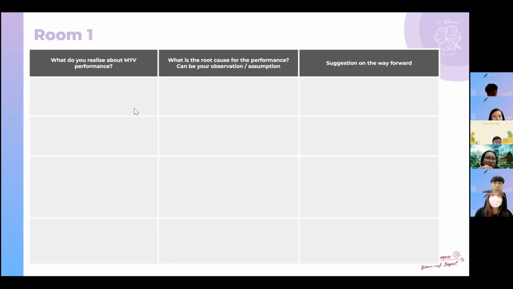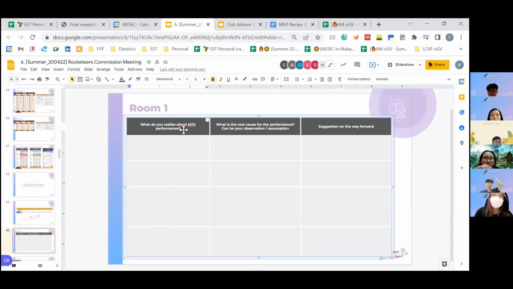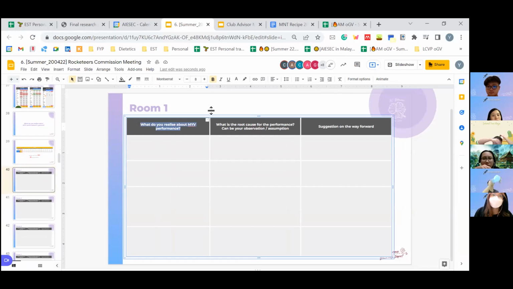So just now I talked about... I asked you, what do you realize about employee performance? Later on, all of you will be broken into breakout rooms. I think we have 3 to 4 rooms, depending on how many people are inside here. So I hope you will discuss this question: what do you realize about employee performance in general?